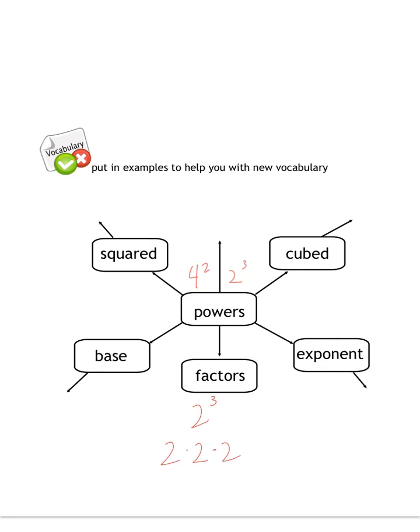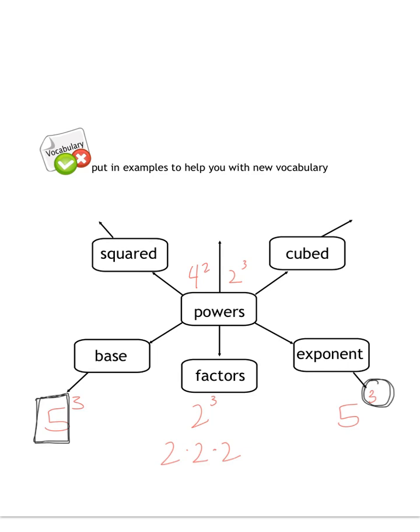All right. And our exponent, let's say we had 5 to the power of 3. Our exponent would be this 3. Okay, that's the number of times that we are multiplying the number by itself. Now our base, we'll do that same example, 5 to the power of 3. Our base this time is the 5, so that's the number that we are multiplying together.